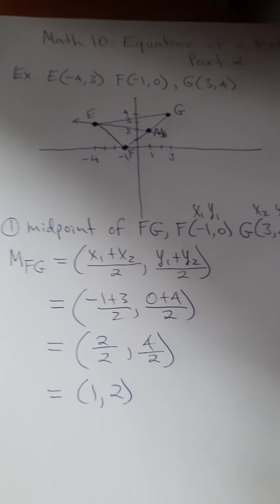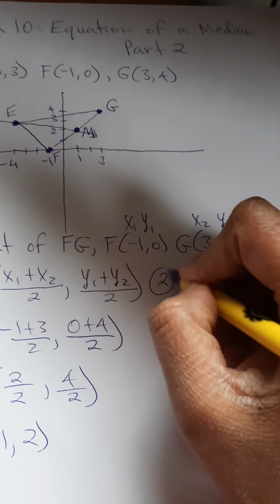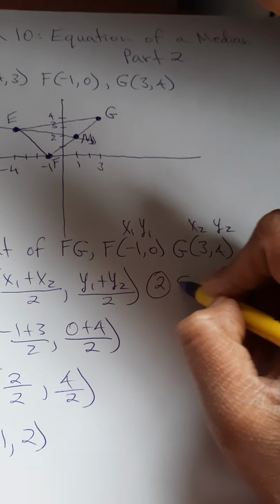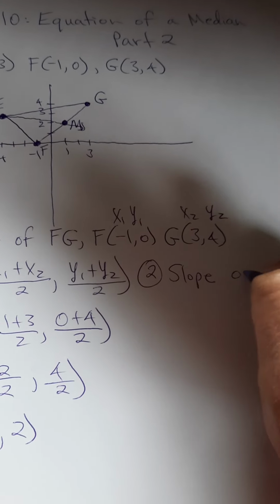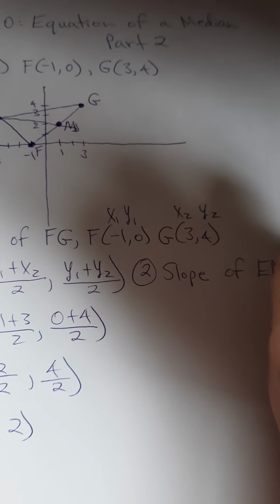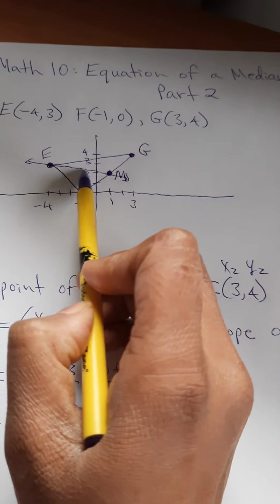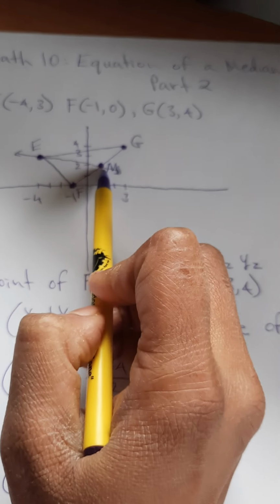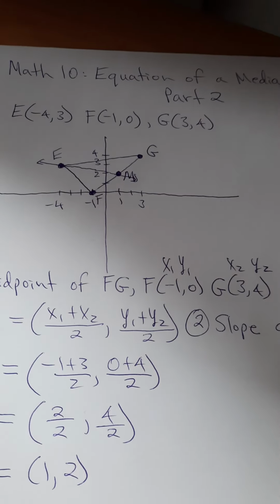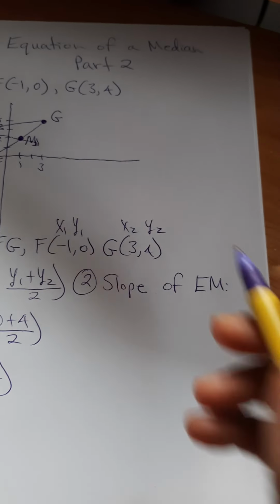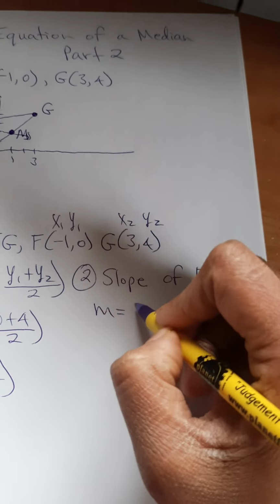So let's do the second step right here. The second step is going to be the slope, and the slope is basically of EM. Does everyone see that? So this is my median line. I have points E and M that basically lie on the median. So I'm going to put down the formula for the slope.